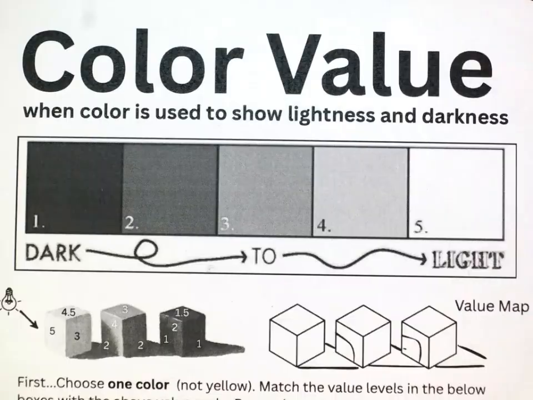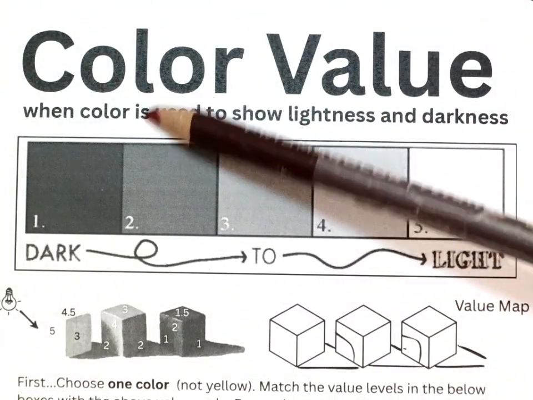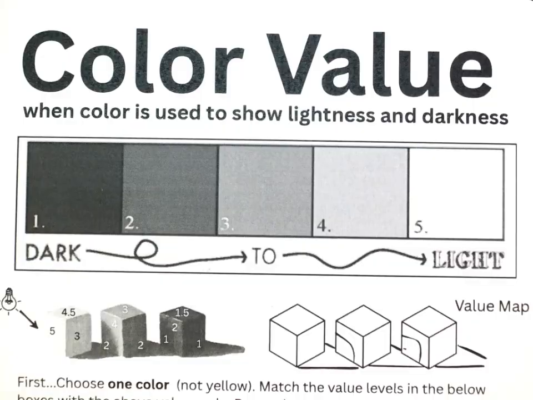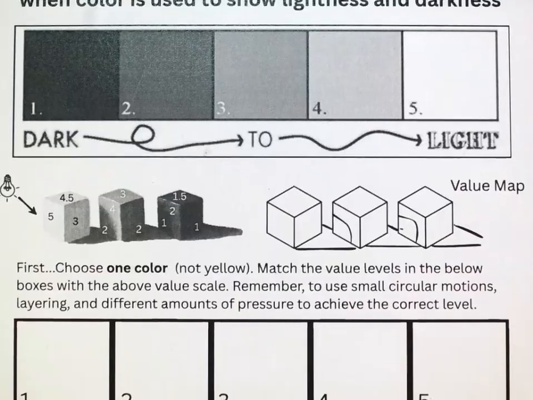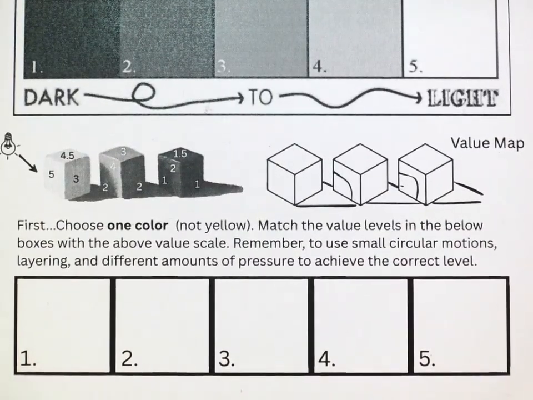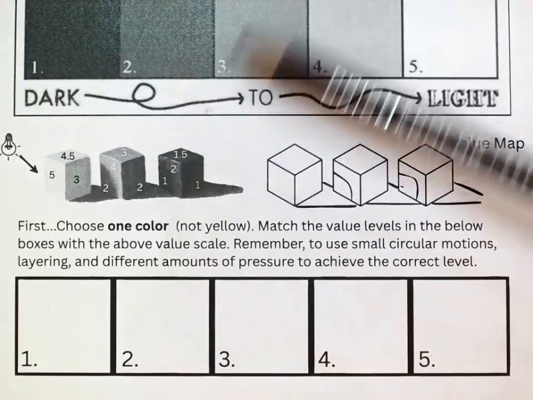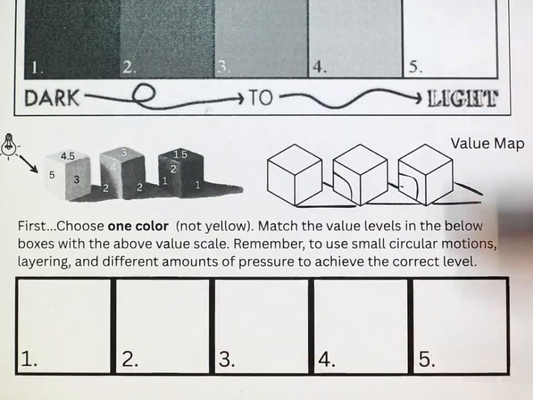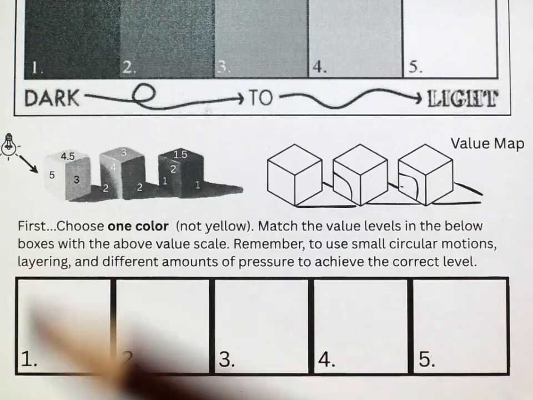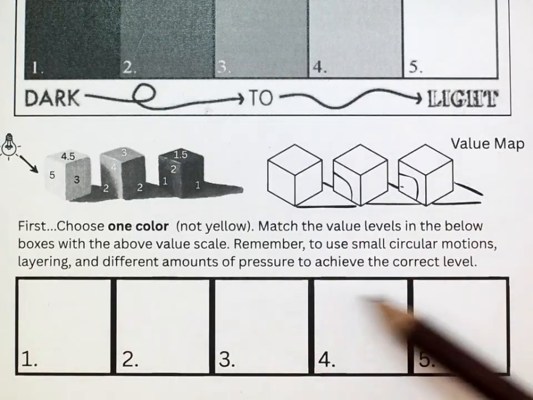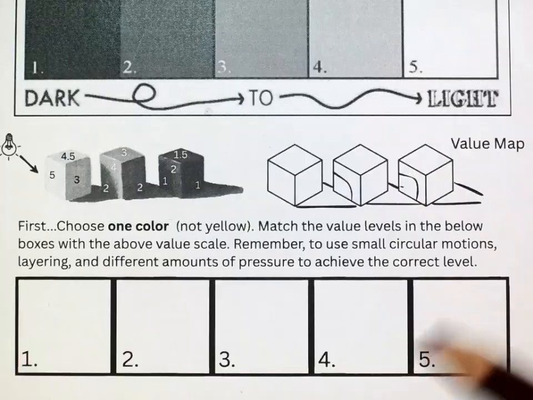Looking at color value is when color is being used to show the lightness and darkness. All right, so I'm going to have you choose one color. Okay, let's make sure it's not yellow, though you could do color value with yellow. Let's have you choose one color, and we are going to match the values that are up here in these areas. Obviously, we're going to skip 5 because that is our highlight. Okay, remember to use small circular motions and layer. Use different amounts of pressure so that you can achieve these values and match them up.